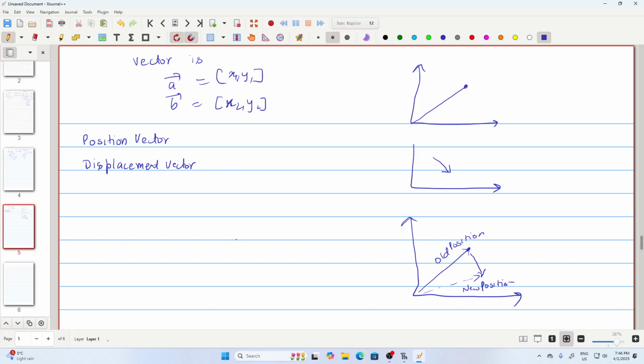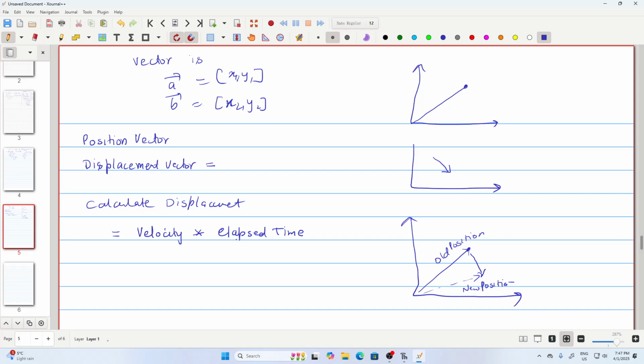So like this. Now, how do we calculate the displacement vector? We basically just multiply our velocity vector, or the speed, with the elapsed time, to calculate the displacement vector.